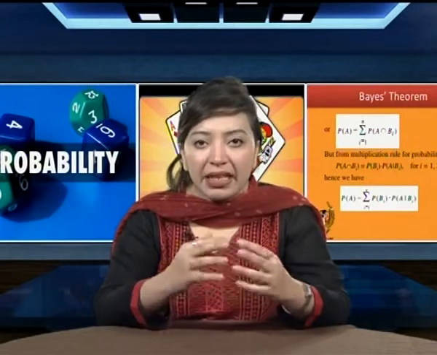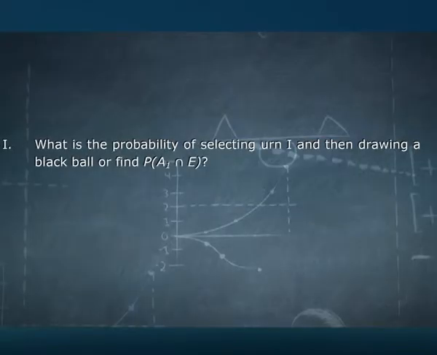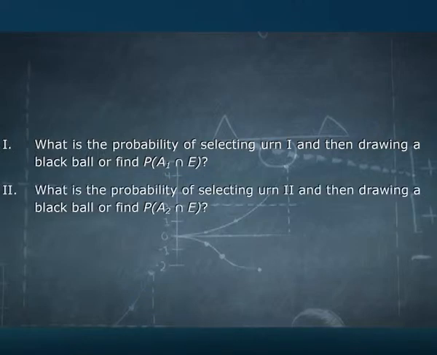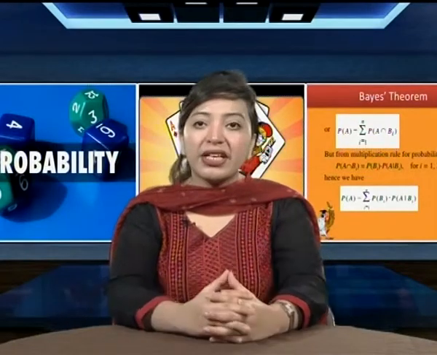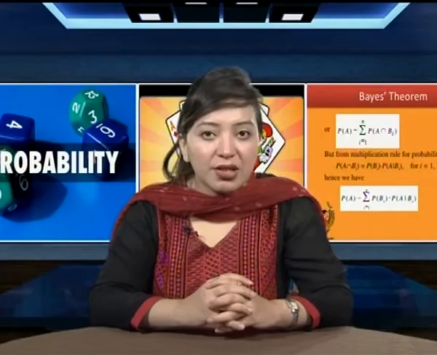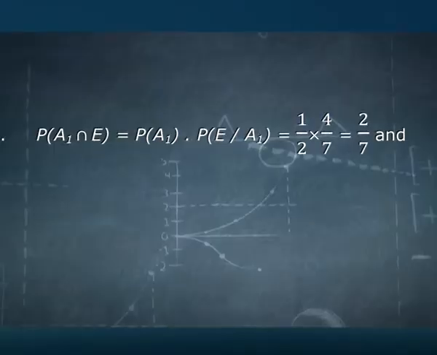So two probabilities can be calculated. The first one: what is the probability of selecting urn 1 and then drawing a black ball, or find the probability of A1 intersection E. Second, what is the probability of selecting urn 2 and then drawing a black ball, or find the probability of A2 intersection E. Assuming that each urn has an equal chance of being selected, we obtain, first, the probability of A1 intersection E, which is equal to the probability of A1 times the probability of E given A1. This is equal to 1 by 2 times 4 by 7, which is equal to 2 by 7.